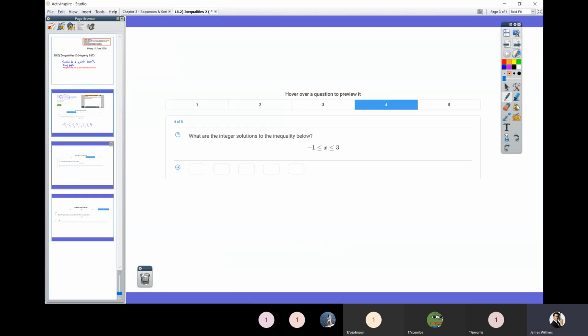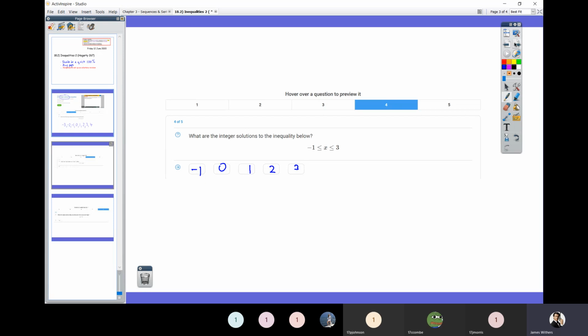Here's an example of number 4. Again, exactly the same idea. Which are the integer solutions in this inequality? So greater than or equal to -1: -1, 0, 1, 2, 3. If they're actually going to give you the number of boxes, it makes it even easier, doesn't it? Because you absolutely know how many answers you should be giving.